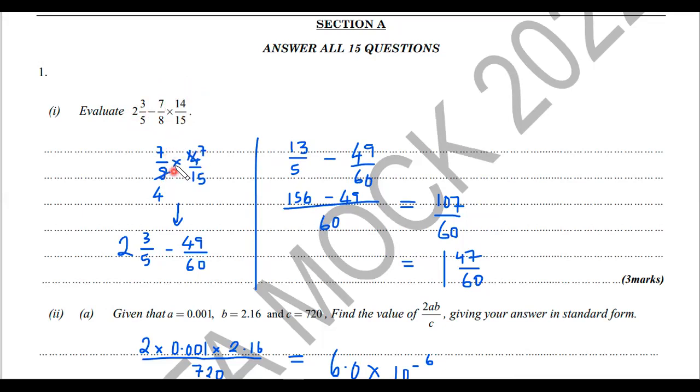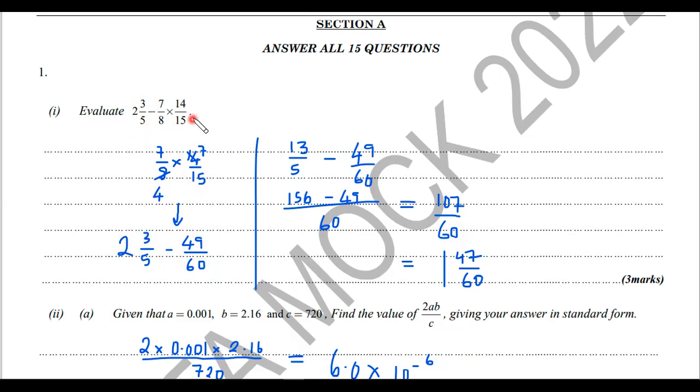That will give us 7/8 times 14 on 15. When we cancel out or simplify, we are going to have 49 on 60. Now, this is the mistake students are going to make. Instead of writing 2 3/5 minus 49 on 60, many students take the answer that they have, this 49 on 60, and say 49 on 60 minus 2 3/5, and that's where they fail.